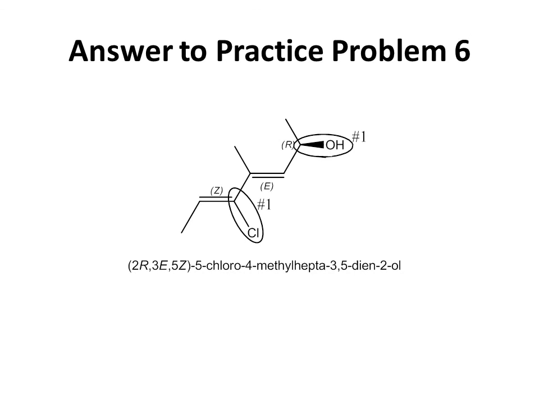For position 5, that is Z, because the highest atomic priority group is chlorine on the bottom right, and the carbon from the methyl on the bottom left. Thus, they're on the same side with Z. So the full name for this compound is (2R,3E,5Z), note the numerical order, 5-chloro-4-methyl-hepta-3,5-dien-2-ol.